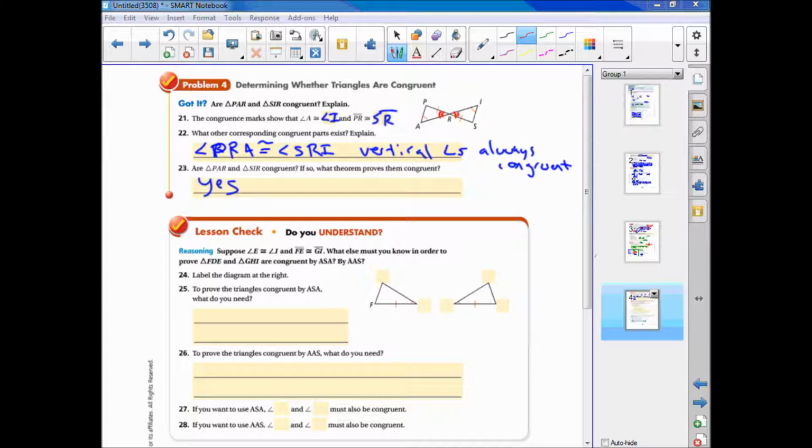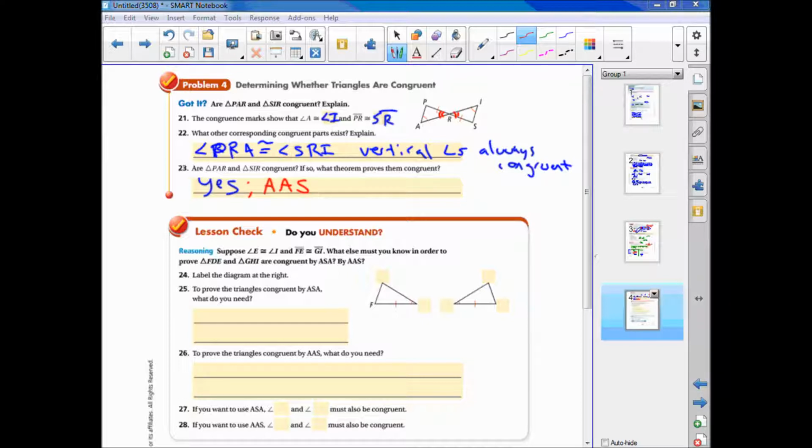So we have, for angles, an angle with 1 mark, an angle with 2 marks, and then a non-included side. And then for the other triangle, we have an angle with 1 mark, an angle with 2 marks, and then comes the non-included side that's congruent. So we have corresponding parts that go in the form of angle, angle, side.